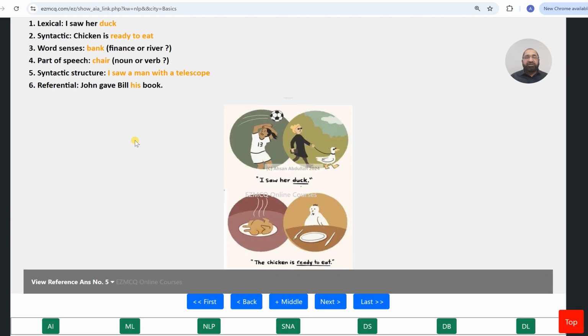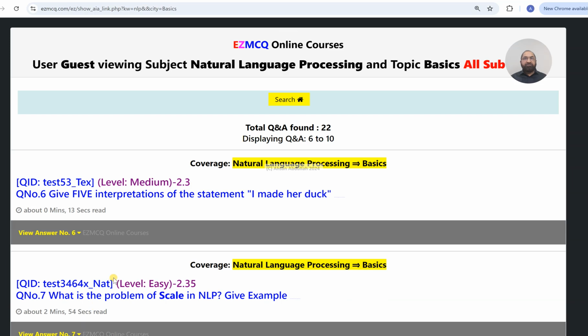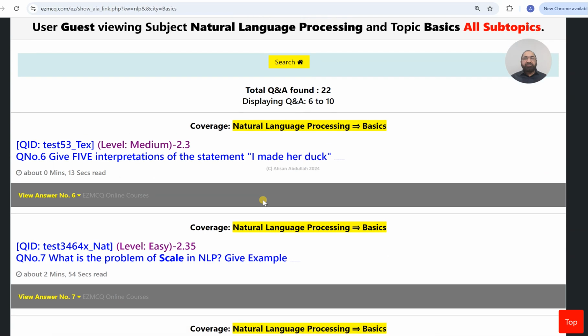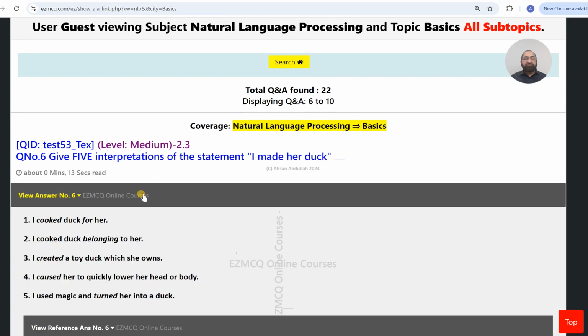So now let's look at more challenging questions and answers about the basics of natural language processing. So this is an interesting question: five interpretations of the statement, I made her duck. And there can be more also. The point here is that we can make certain interpretations, but how about the machine?